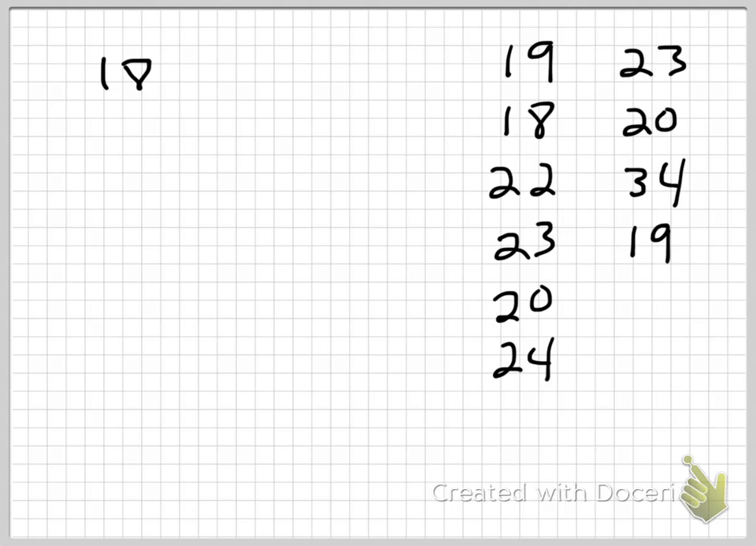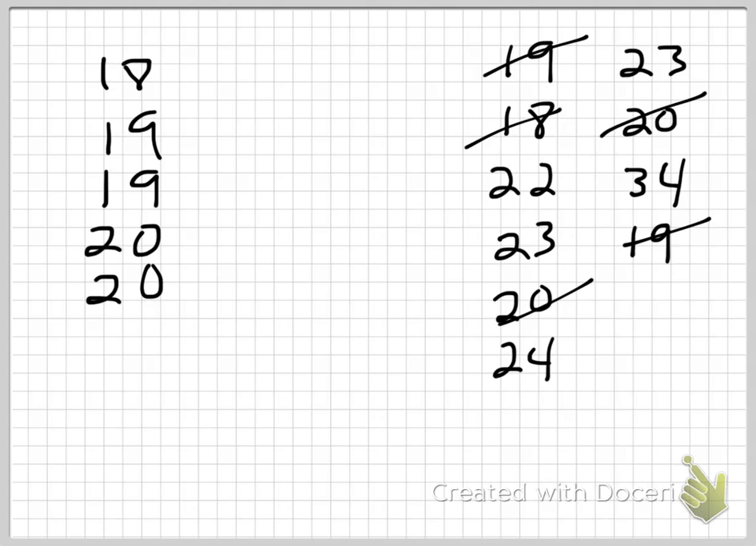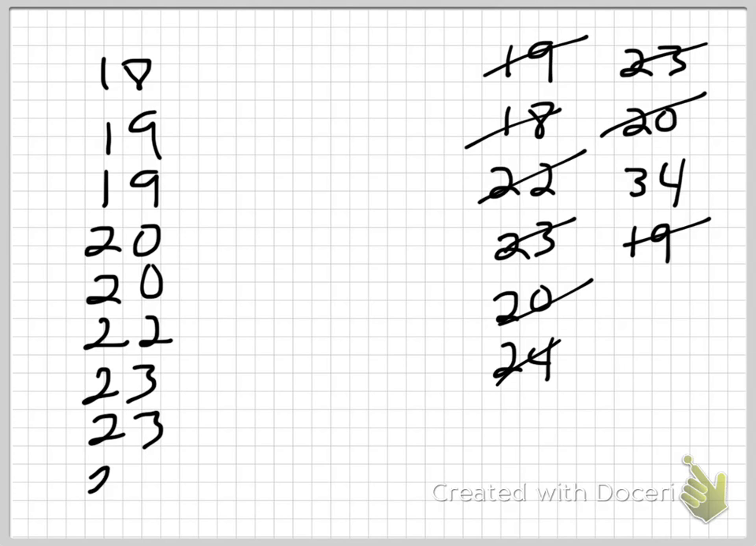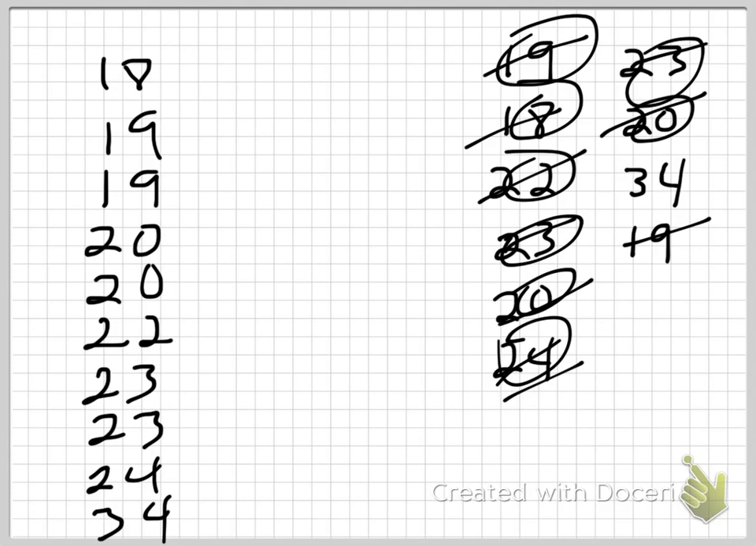18. Cross it off. Next one. 19. Now listen, there's 2 19s. Do I just put one 19 down or do I have to put them both? Got to put them both. There's a couple of 20s. There's a 22. There's 2 23s. There's a 24. And there's a 34. How can you know if you haven't made a mistake and have them all listed here? Count them up. 1, 2, 3, 4, 5, 6, 7, 8, 9, 10. And then you go 1, 2, 3, 4, 5, 6, 7, 8, 9, 10. Make sure you got them all.